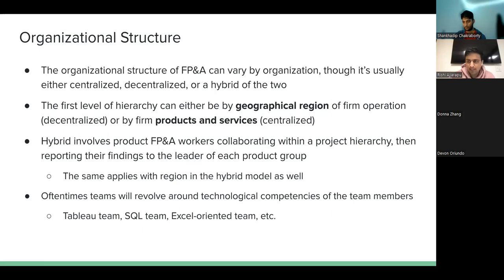Oftentimes teams will also revolve around the technological competencies of the team members. For example, you have a data team, a Tableau team, an SQL team, or even just an Excel oriented team, where they'd be monitoring within those specific functions and trying to make it work.